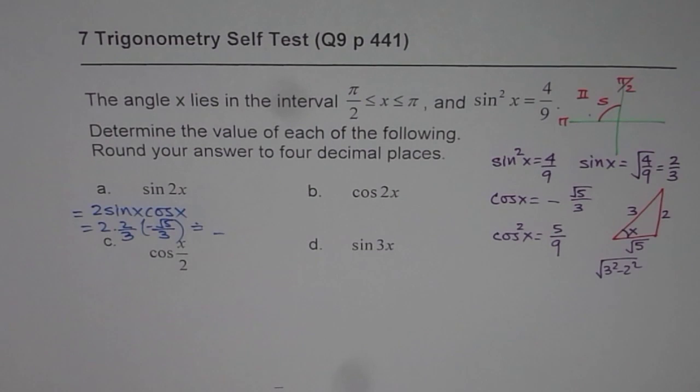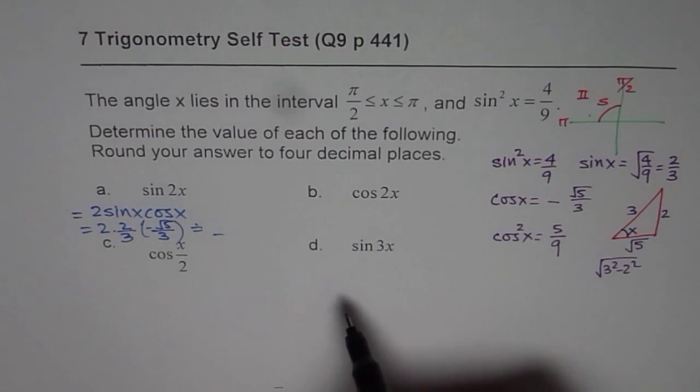Okay. Cos of 2x. How will you calculate cos of 2x? There are 3 different formulas. You can use any one of them. You know cos square x, you know sine square x, correct?